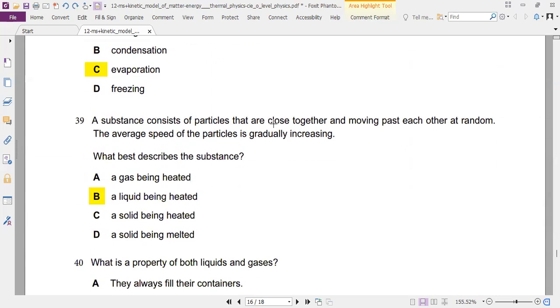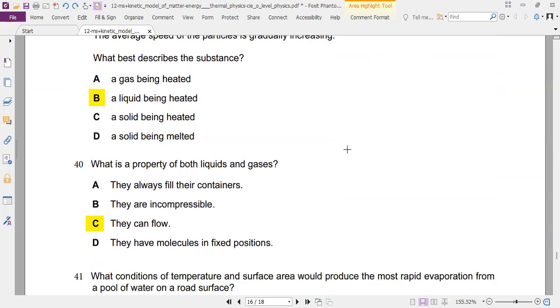39. Well, this is a liquid because moving past each other and closer together means a liquid. It can't be solid, reject C and D. It can't be gas because they're not moving past each other and they're not far apart. Number 40.